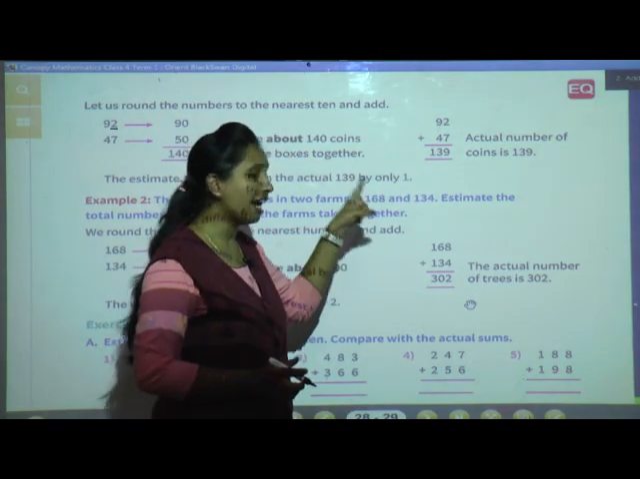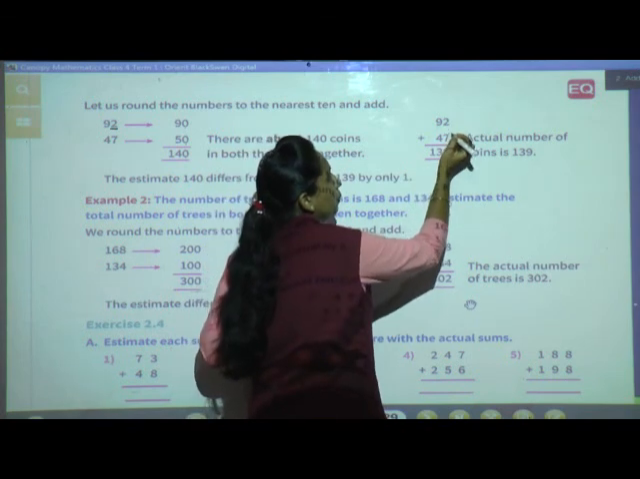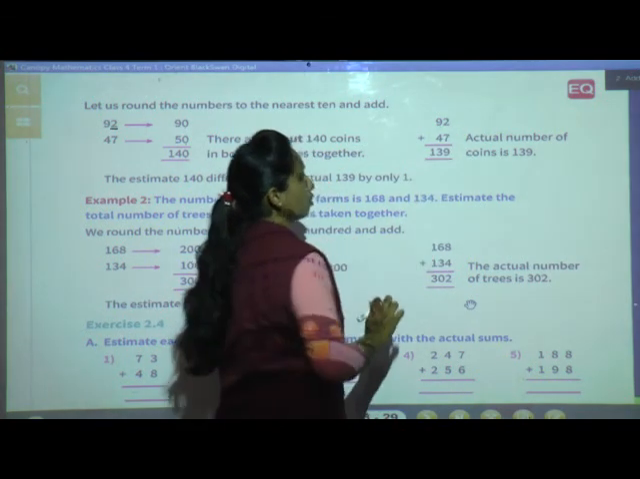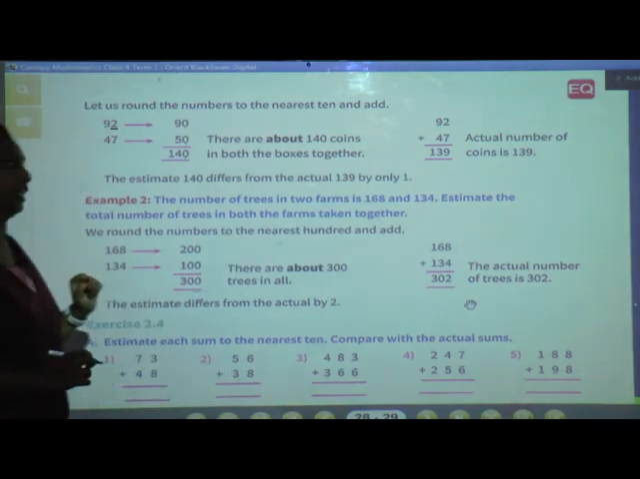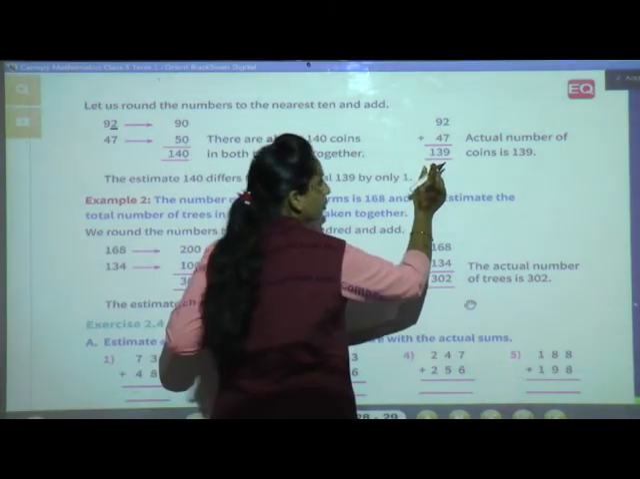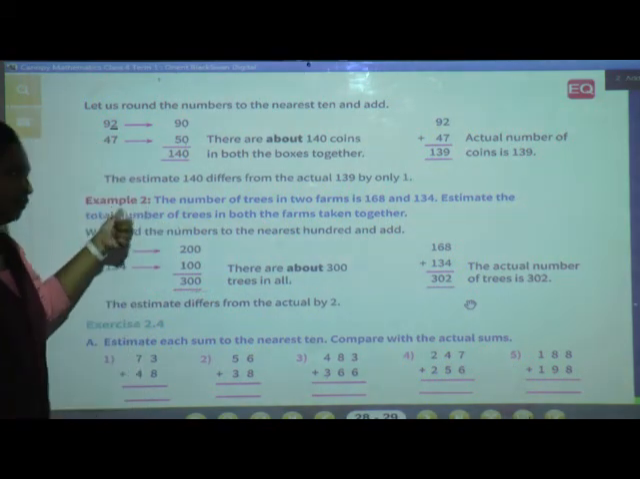Now let us add the actual numbers also. Now 2 plus 7 is 9, 9 plus 4 is 13. So the actual number of coins is 139. But when you do the rounding of this number, it comes directly to 140 only.